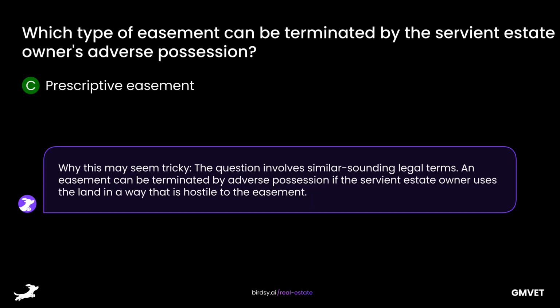Why this may seem tricky. The question involves similar-sounding legal terms. An easement can be terminated by adverse possession if the servient estate owner uses the land in a way that is hostile to the easement.